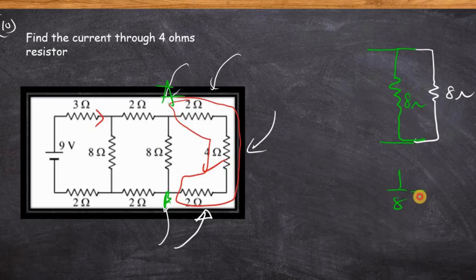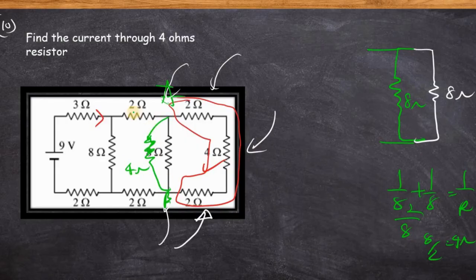So 1/8 plus 1/8, 1 over R. You don't have to add them all the time. Remember that if the resistors are equal, we can divide by 2. Of course, 8 over 2. So take the reciprocal, 8 divided by 2, that's 4 ohms. So we get another 4 between A and B. So in between, we can assume we have 4 ohms.